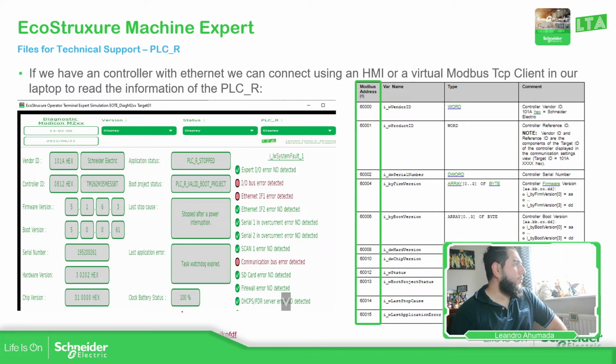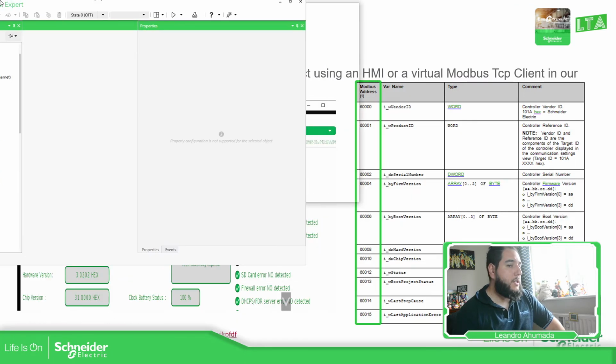There is another tool that I have made, which is for the Operator Terminal Expert. Just bear with me a second. That I showed before. Recent projects. No, it's over on the other side. The PLC_R has this structure, and some of the variables have a memory address, so you can use Modbus to get access to that information.